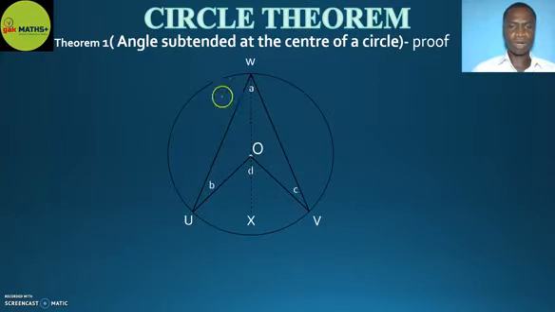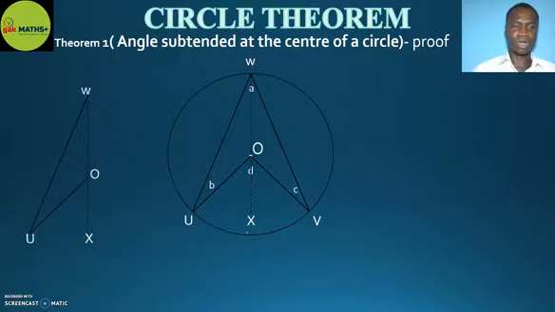If you take a closer look at the figure formed in the circle, you will note that we have two triangles formed in here. That is triangle UOW with OX as an extension, and also triangle VOW with OX as an extension. Let's quickly draw these two triangles separately and have a closer look at them. So first we have triangle UOW with OX as an extension.